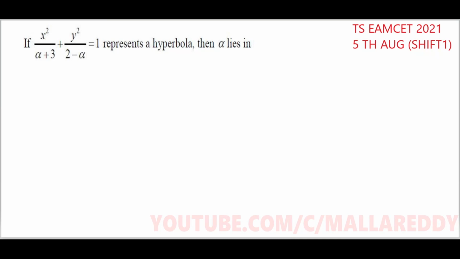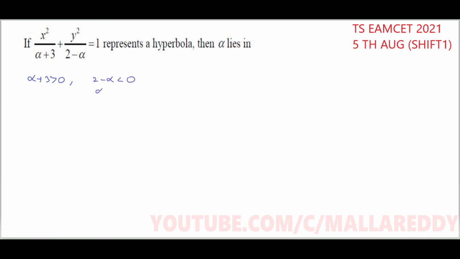If x square by alpha plus 3 plus y square by 2 minus alpha is equal to 1 represents a hyperbola, then alpha lies in. So given equation represents a hyperbola. That means this alpha plus 3 greater than 0 and 2 minus alpha less than 0.